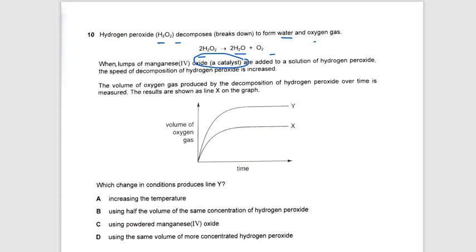Please write in the comment box and make a graph for the catalyst in your notebook, showing how it is different from the graph without a catalyst.